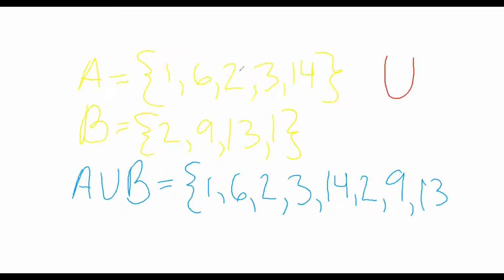However, our set B does have a 1, but our set A also has a 1, and we have already written it in here, so that is our answer for this. So A union B is 1, 6, 2, 3, 14, 2. Oh, I made a mistake, actually. I didn't see that. We already have 2, so we do not write 2. So it would be 1, 6, 2, 3, 14, 9, and 13, because our U stands for and. So that's putting those 2 sets together.